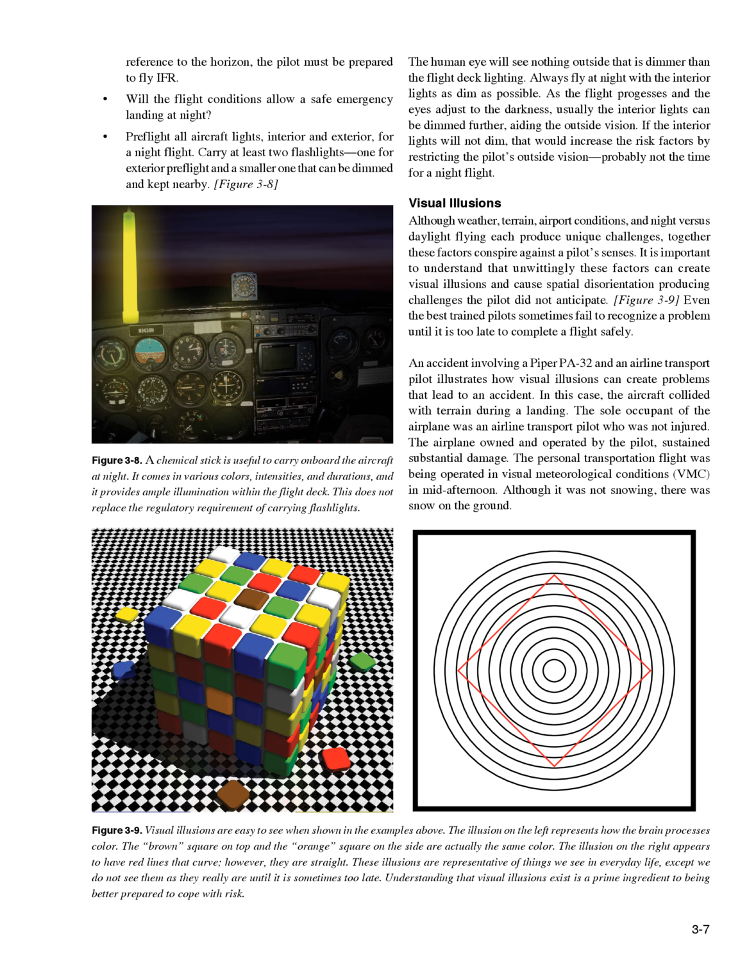Figure 3.8. The human eye will see nothing outside that is dimmer than the flight deck lighting. Always fly at night with the interior lights as dim as possible. As the flight progresses and the eyes adjust to the darkness, usually the interior lights can be dimmed further, aiding the outside vision. If the interior lights will not dim, that would increase the risk factors by restricting the pilot's outside vision, probably not the time for a night flight.